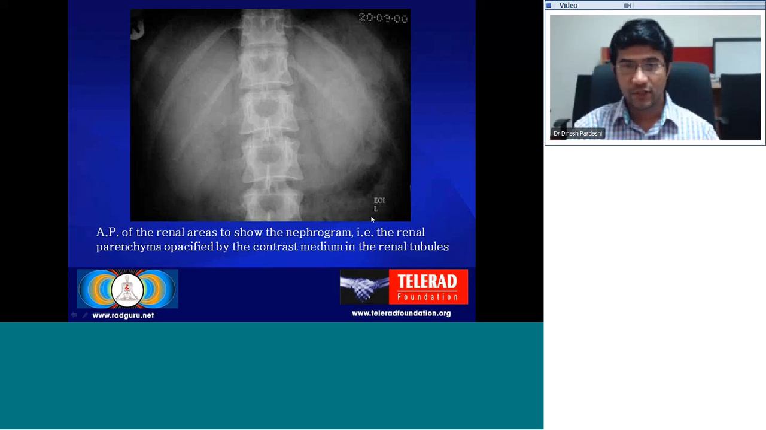Now for this film you have noticed that this is a small 24 by 30 centimeter film, where the area is collimated between the suprarenal region and approximately the level of the umbilicus. So that area is covered in this film, and here you can see after 1 minute there is a very nice opacification of the renal parenchyma. This is secondary to the presence of contrast in the renal tubules. So this is the 1 minute nephrographic film. I will explain later what needs to be seen during the nephrographic film.